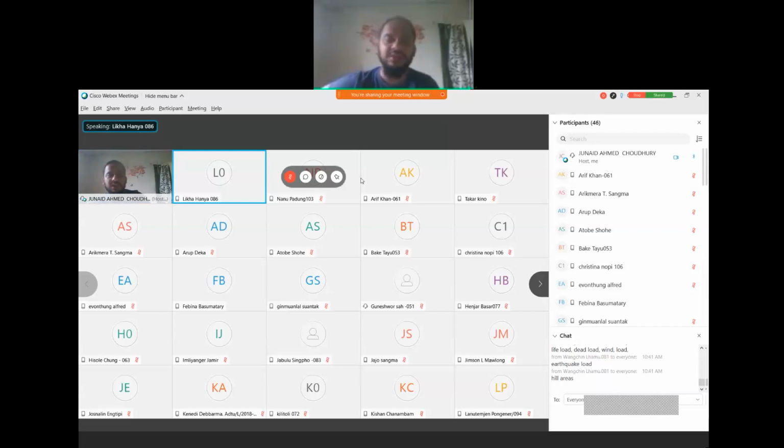So in those regions, if you are constructing a building or any structure, then you have to consider this snow load. But for all the other regions, these four loads you have to consider: live load, dead load, earthquake load, and wind load. Snow load is conditional, based on the site or the place. But the other four loads you have to consider for every structure.